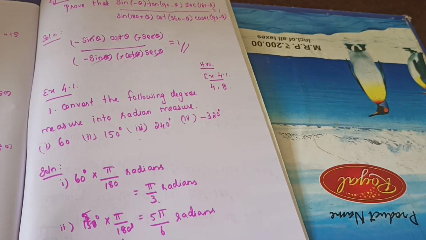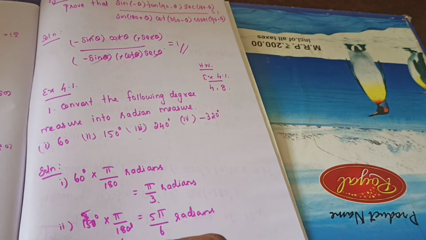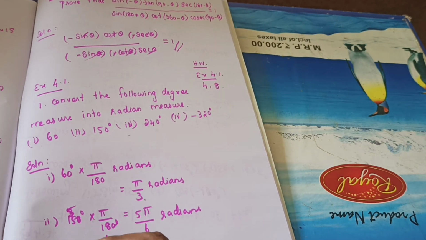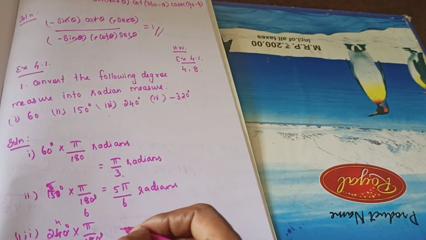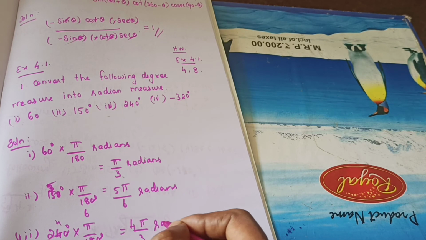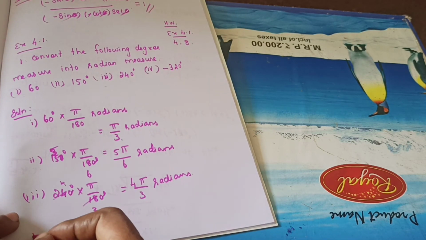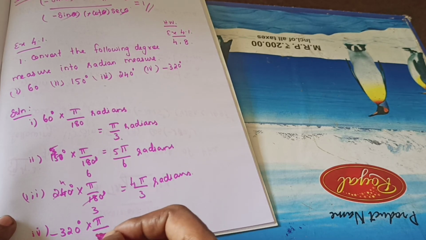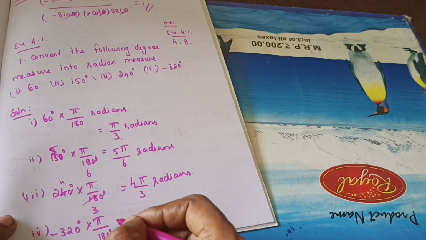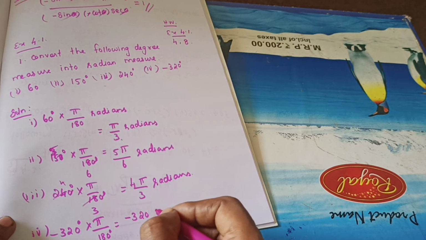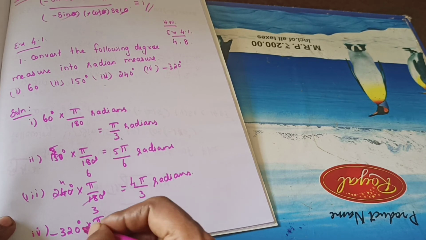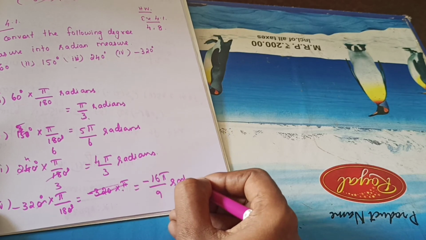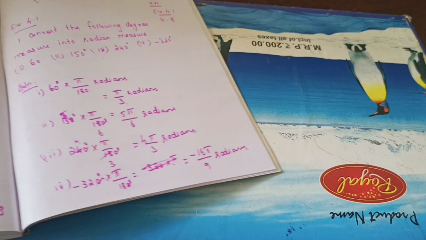Then the third one, 240 degree. How will you change? Into pi by 180 degree. So cancel 6, 4. 3. What's the value? 4 pi by 3 radians. Very easy, is it right? Next, the last one, minus 320 degree. If we need to convert degree to radians, we will multiply with pi by 180 degree. So that's equal to minus 320 into pi by 180. This 2 will get cancelled. So what will happen? Minus 16 pi by 9 radians. Understand, students? Have you got it?